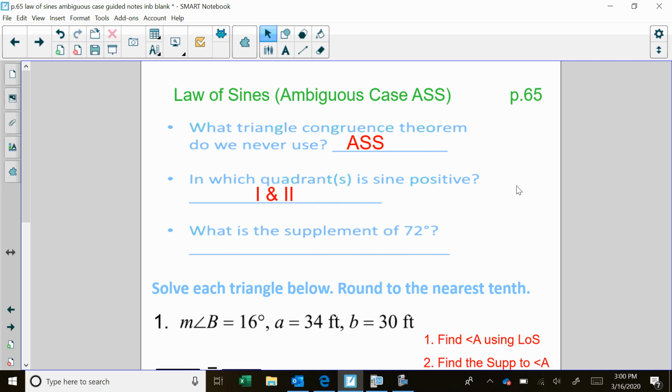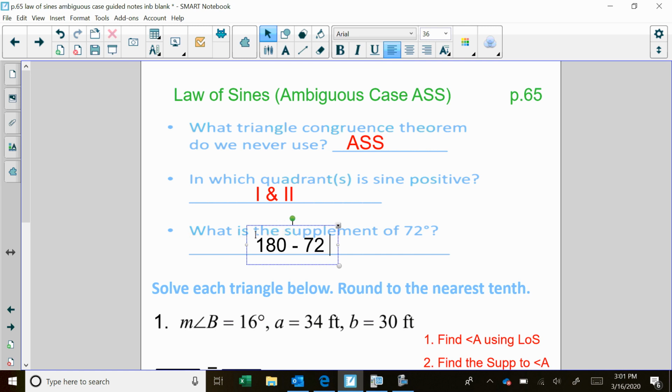And then supplement. Supplement is when 2 angle measures add up to be 180 degrees. So here, we'll try to aim a little bit better. 180 minus 72 is going to be, anyone? Yes, very good, person in the back, 108 degrees. So that information is going to be important to what we're going to be doing today: supplements, quadrants, and the fact that the angle side triangle is not a way to prove triangles congruent.